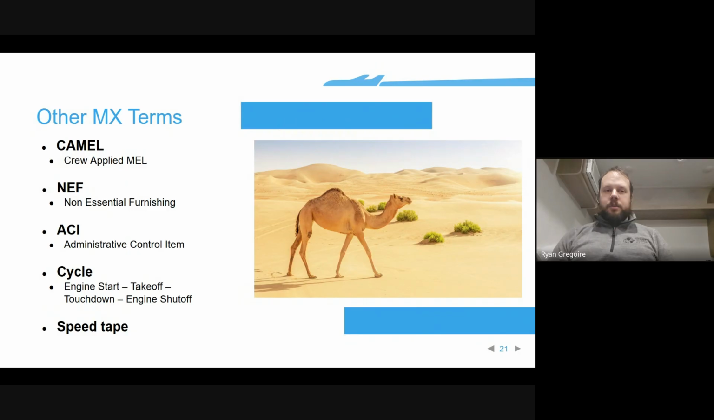A lot of times, especially in maintenance procedures, you might see in the description of an MEL that it can be applied for 5 flight cycles or something like that. Or you might overhear someone in the OCC saying, yeah, we can apply that MEL for X number of flight cycles. A cycle is engine start, takeoff, touchdown, engine shut off. That is a full cycle. When we talk about flight cycles, that is what constitutes a cycle.